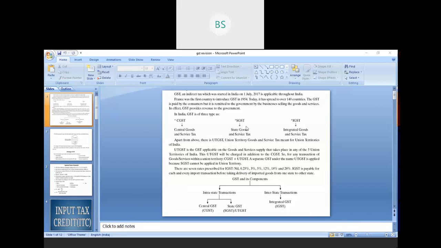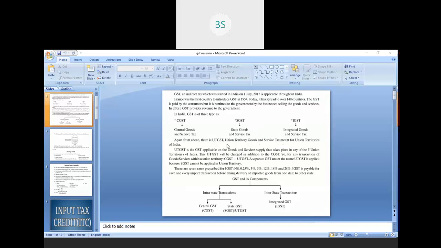How many union territories do we have in India? 7. 7 or 9? Now it is updated, no? Okay, find out 7 or 9, because even I am having 9 maybe, because now it is revised. Earlier it was 7. Yeah, 9. So instead of state, it is mentioned as union territory.